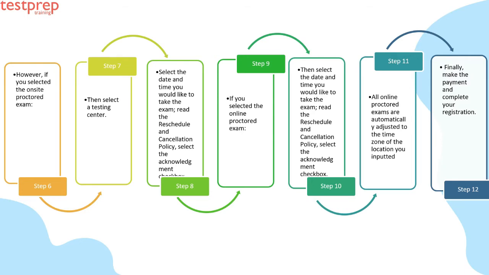Seventh, then select a testing center. Eighth, select the date and time you would like to take the exam, read the reschedule and cancellation policy, select the acknowledgement checkbox. Ninth, if you selected the online proctored exam. 10th, then select the date and time you would like to take the exam, read the reschedule and cancellation policy, select the acknowledgement checkbox. 11th, all online proctored exams are automatically adjusted to the time zone of the location you inputted. 12th, finally, make the payment and complete your registration.